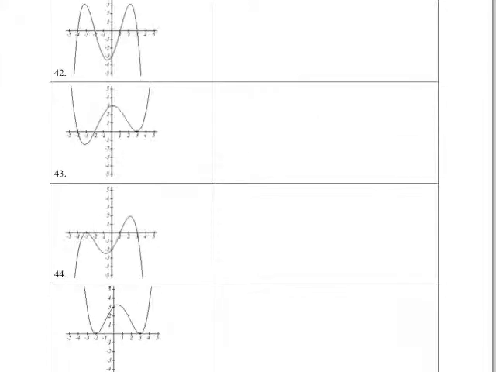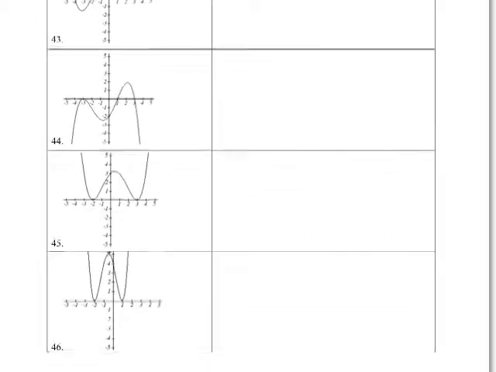Taking a look at number 44, we also have 3 turning points. So it's probably a degree 4. There's a multiplicity at negative 3. And again, it generally opens downward, so it's probably a negative a value.